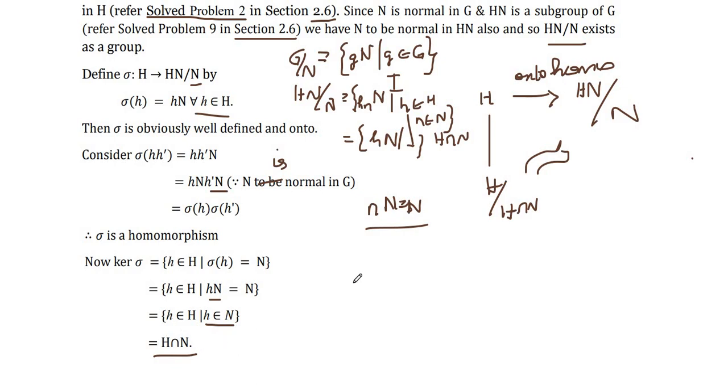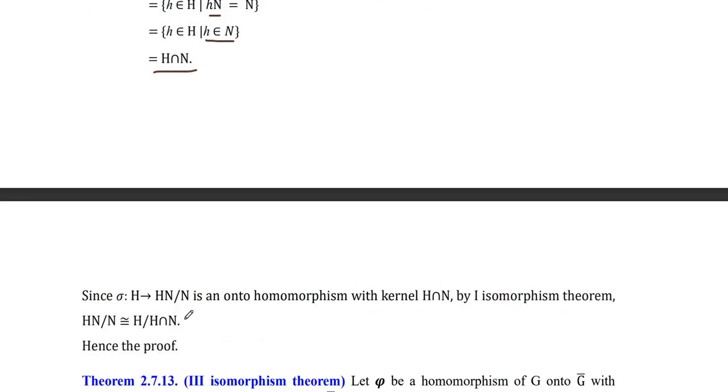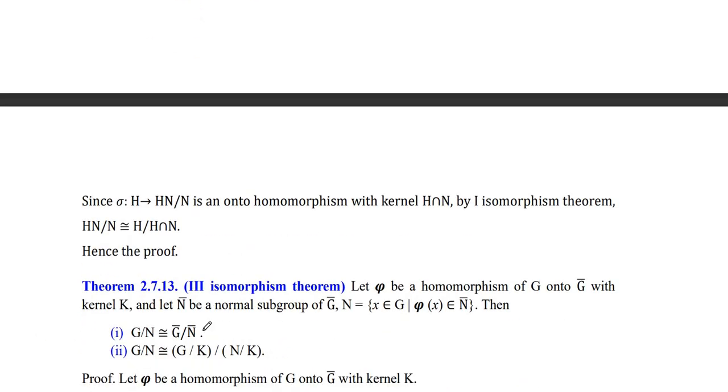So by the first isomorphism theorem, or fundamental theorem on homomorphism, we have HN mod N to be isomorphic to H mod H intersection N. Since sigma from H to HN mod N is an onto homomorphism with kernel H intersection N, by the first isomorphism theorem we have this. So that proves the second isomorphism theorem.